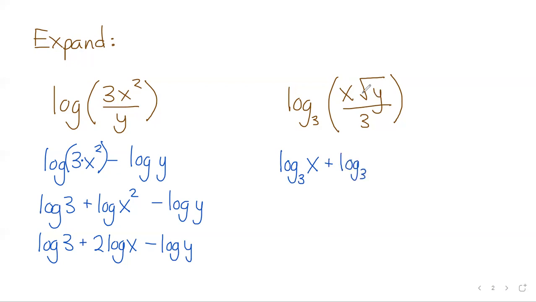Now, we have the radical here. I'm going to write this instead as y to the 1/2. That's going to make it easier to deal with in a minute. And then the denominator, now we're going to be subtracting. So that'll be minus log base 3 of 3.